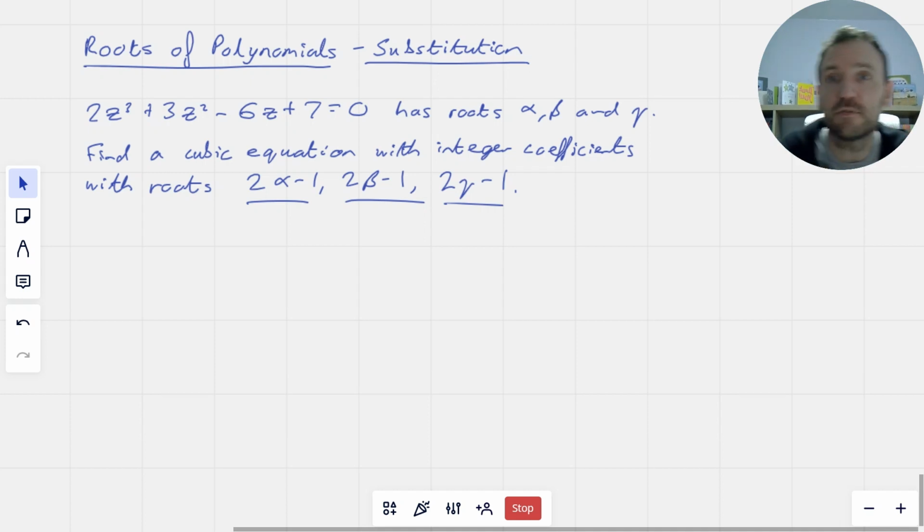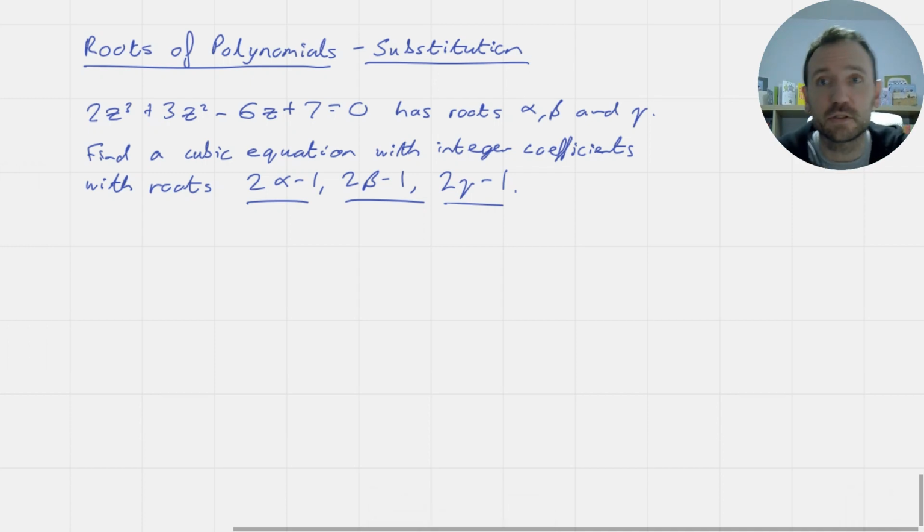This video is going to be the first of 3 videos on solving equations to do with roots of polynomials, where we're given an equation and we're told we have roots alpha, beta, and gamma in the case of a cubic, or in the case of a quadratic, alpha and beta, or you might even have a quartic with 4 roots, and we'll be asked to find equations with roots related to those original roots.